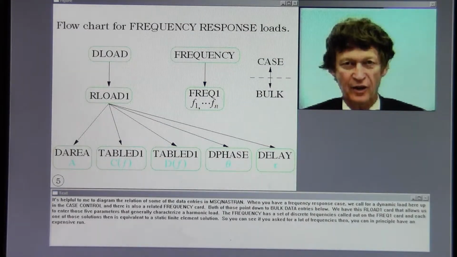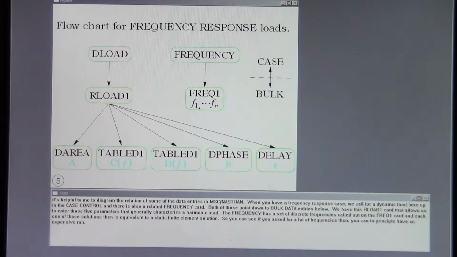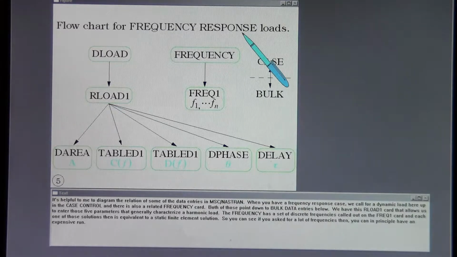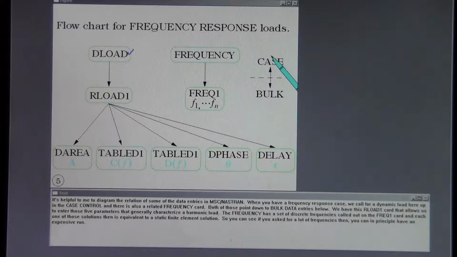It's helpful to me to diagram the relation of some of the data entries in MSC Nastran. When you have a frequency response case, we call for a dynamic load up in the case control, and there is also a related frequency card. Both of those point down to bulk data entries below. We have this RLOAD1 card that allows us to enter those 5 parameters that generally characterize a harmonic load. The frequency has a set of discrete frequencies called out on the FREQ1 card, and each one of those solutions then is equivalent to a static finite element solution. So you can see that if you ask for a lot of frequencies, then you can, in principle, have an expensive run.